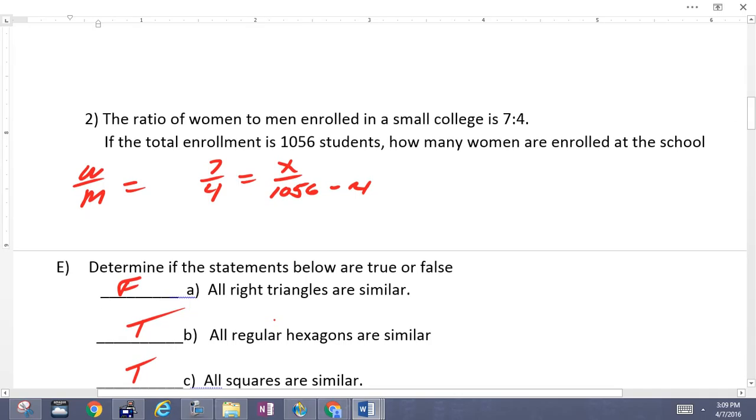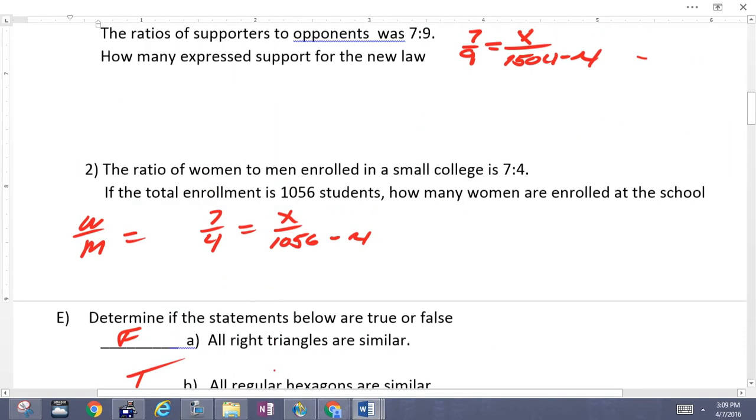Number 2 is very similar in its approach. So you should hopefully be able to see how we got that as well. Moving down here through the rest of them.